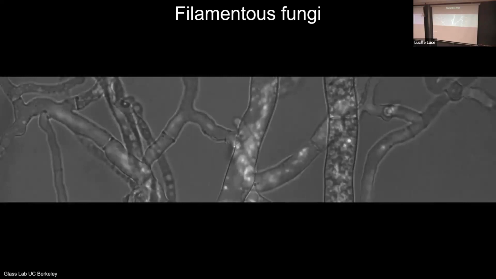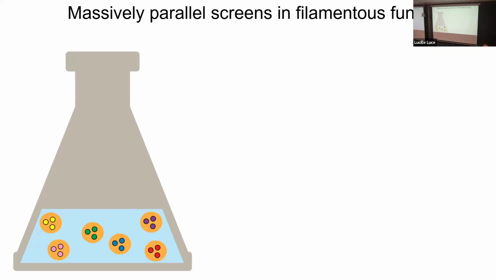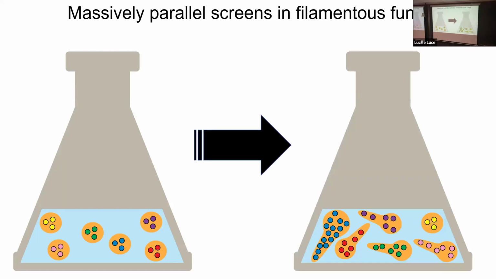And so one of the things that my lab is interested in doing is transferring the technology that this group developed in yeast to do these barcoded mutant libraries and making barcoded mutant libraries in filamentous fungi, which we're currently doing. And so in this case, instead of looking for a change in the abundance of mutant cells, we'll be looking for a change in the abundance of mutant nuclei. And so this is what we're working on now.